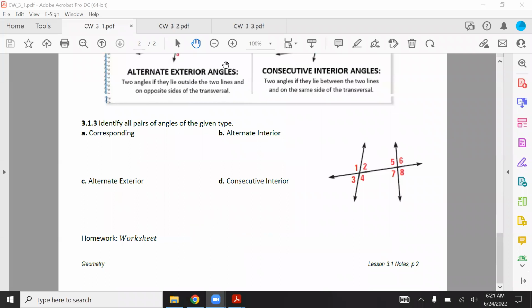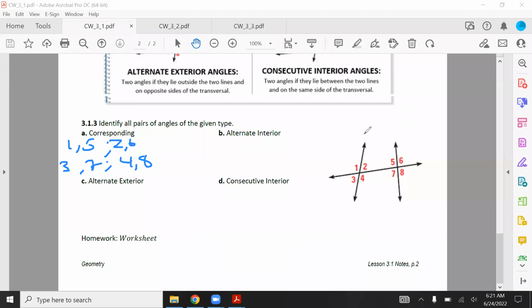Now you have to name them, not that hard. There's a lot of different corresponding angles. Like you could say 1 and 5. You could say 2 and 6. You could say 3 and 7. Or you could say 4 and 8. See how 3 and 7, those are corresponding.